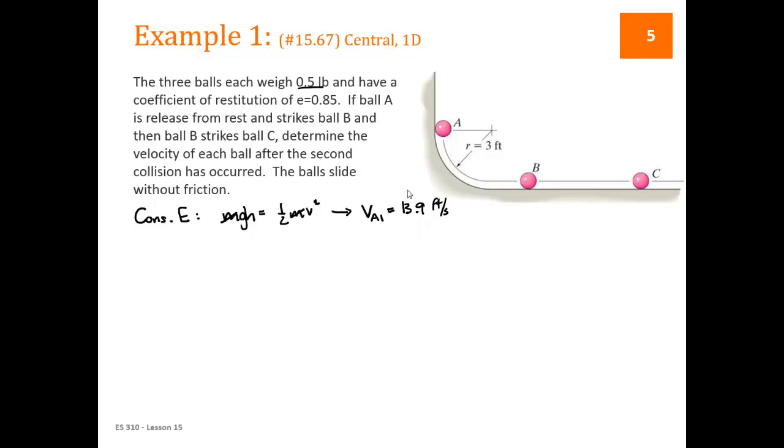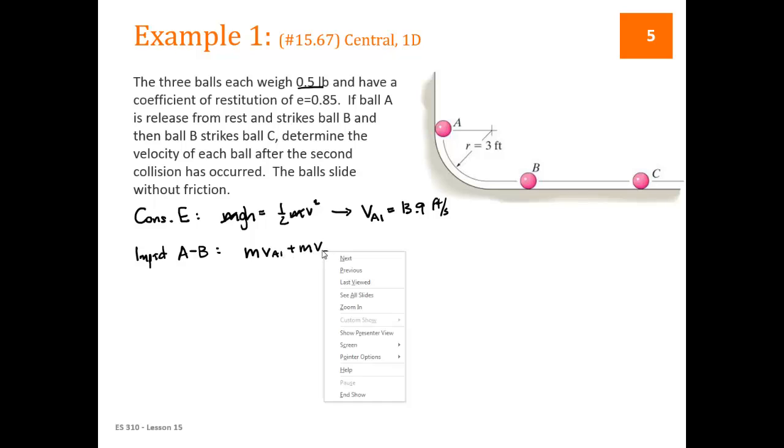Alright, so we now know the velocity of A before impact. Impact 1 is going to be AB. So we've got mVA1 plus mVB1, which is the conservation of momentum. The momentum before the impact is equal to mVA2 plus mVB2. So conservation of momentum is one equation we have. They are all the same mass, so those cancel.